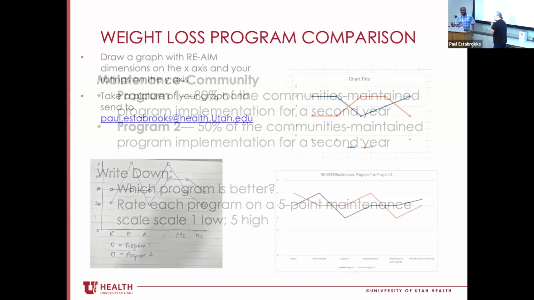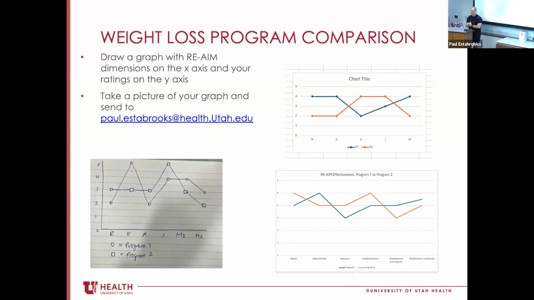All right, great. So here's what we're going to do next. You're going to draw a graph. You're going to have the RE-AIM dimensions on the x-axis, and your y-axis will be your ratings. You're going to label it as program A and program B. You're going to take a picture of that, with your camera or a screenshot, and you're going to email it to me. And you can see where that is.